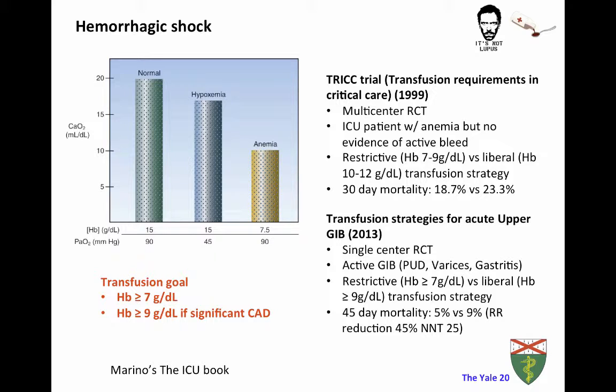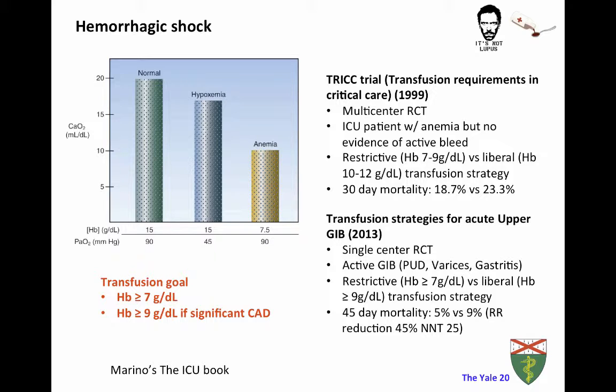An often mentioned study, called the TRICC trial, randomized critically ill patients to either a restrictive transfusion goal with a hemoglobin of 7 or a liberal goal with a hemoglobin of 9. It found that patients actually did better with the restrictive strategy, and a more recent study, this time conducted with patients with active GI bleeds, also found better outcomes with the restrictive strategy. This leads us to our current practices, in which we transfuse people when their hemoglobin drops below 7.